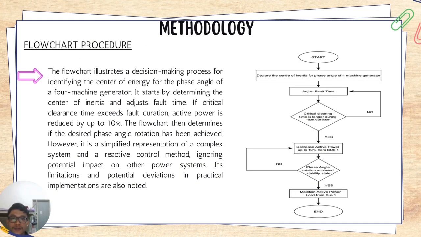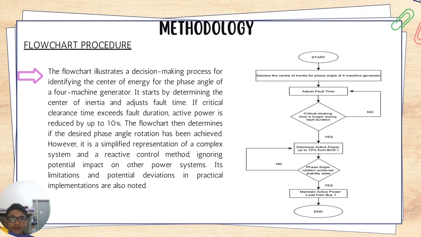Next is the flowchart part. For the methodology, we provide the flowchart of the process in order to solve the problem to determine the phase angle analysis and fault time, the critical clearing time required to stabilize the phase angle condition in power system stability. First, on the flowchart we start, and we need to declare the center of inertia for the phase angle for all 4 machine generators on area 1 and area 2.